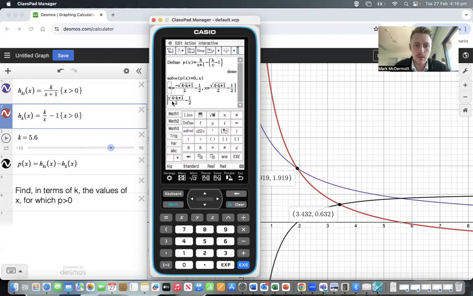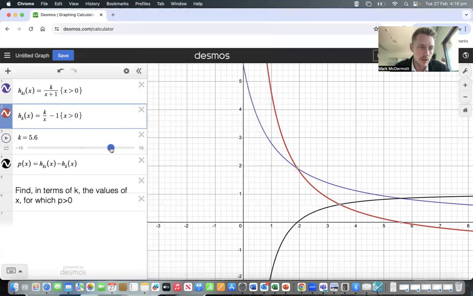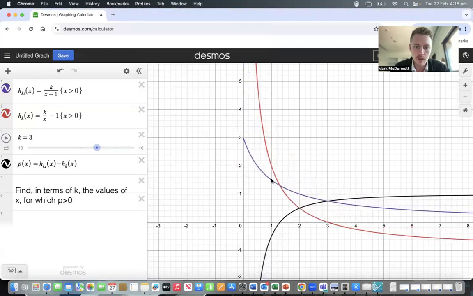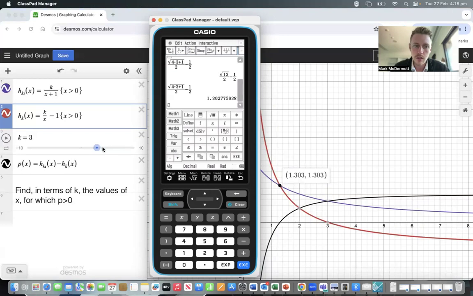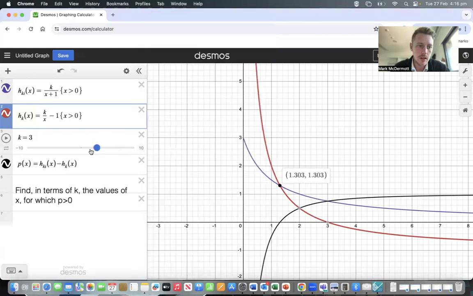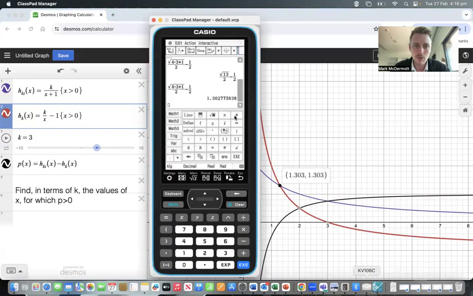Now let's make some sense of it. Let's put in a value of k so we can match things up with what we've got going on in Desmos. So let's make k 3 and see what we get. We put it into a decimal and get 1.302. We can see that we get that point, 1.303, here. So as long as our x value is greater than the square root of 4k plus 1 over 2 minus 1 half, then p of x will be positive. So that's the answer to our question. Hopefully that made some sense.